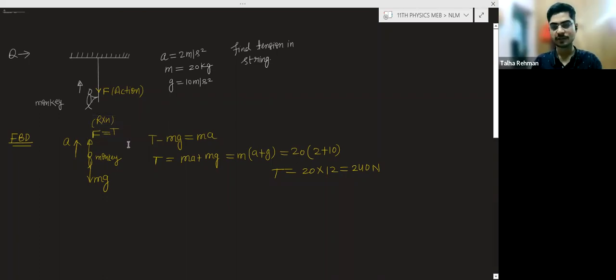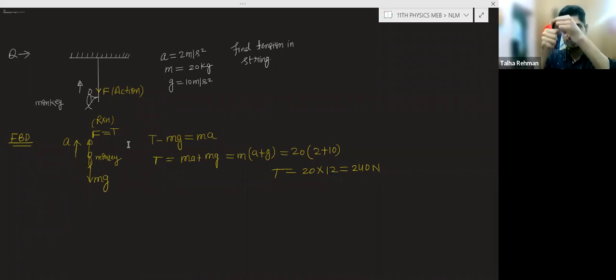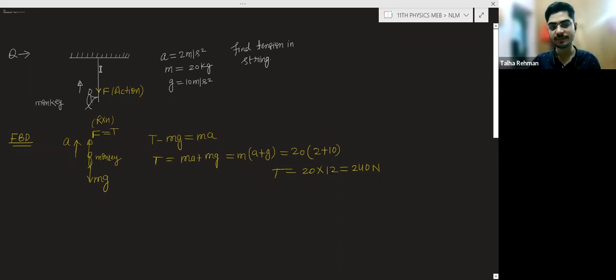Because suppose this is the rope and the monkey is just stretching this rope in downward direction. That is why this monkey is climbing. So this is the action force, and there will be a reaction force also according to Newton's third law. That reaction force will be the tension force, and according to Newton's law, action and reaction are equal. So this tension force will be equal to this F.